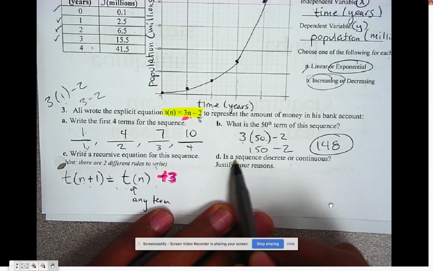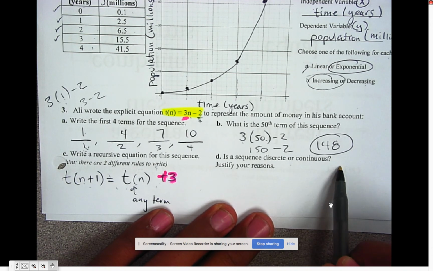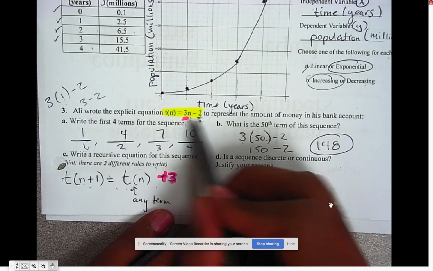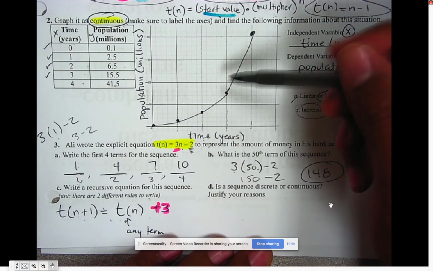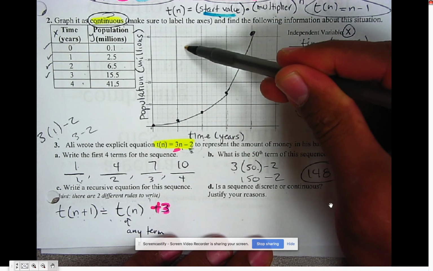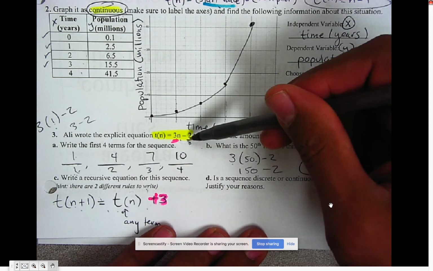Okay, so now is the sequence discrete or continuous? Sorry, we're talking about this, don't get this confused when you're taking the test. This question is asking about number 3, this equation, not this situation. This was a continuous situation, but we're talking about this equation.